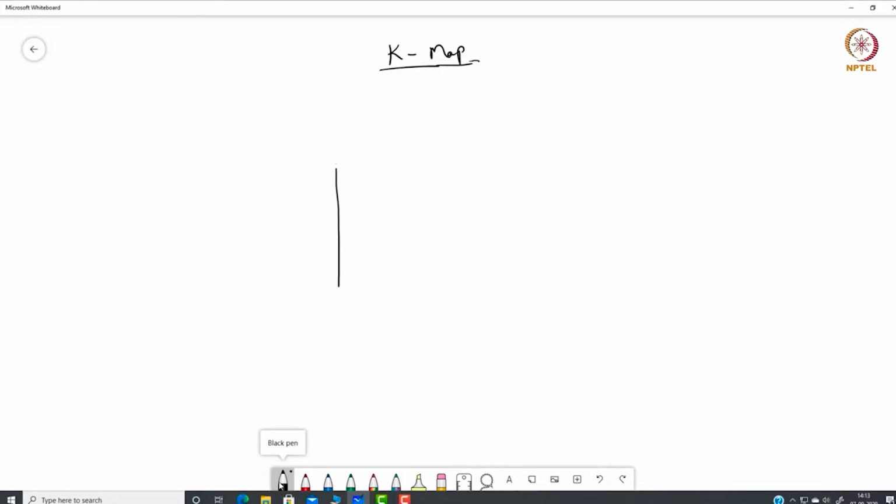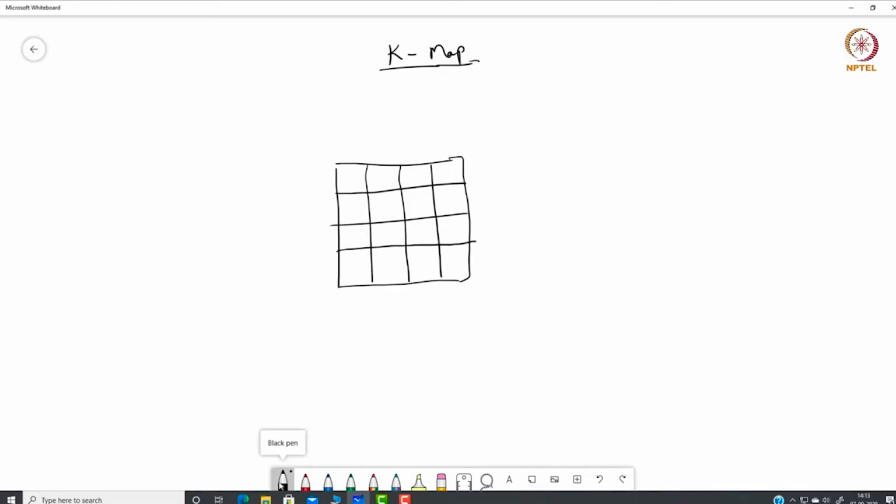So let us summarize how we use K-maps to minimize. First of all, in a K-map we fill in all the min terms or max terms, and then any two min terms which are adjacent to each other can be combined. Adjacent means only horizontally or vertically. Whatever term we combine is called a cube.